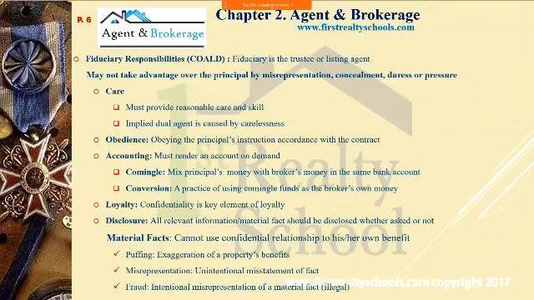Okay, obedience is easy. Obedience is just according to the contract. Everything we do is according to the contract. We are not obedient to your customer. And third, accounting. Accounting is also very, very important in any kind of license exam, no matter mortgage, general contractor, insurance license, or real estate license.